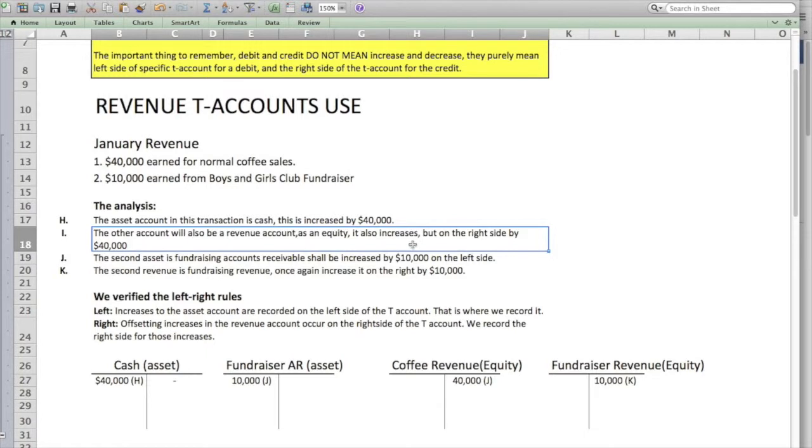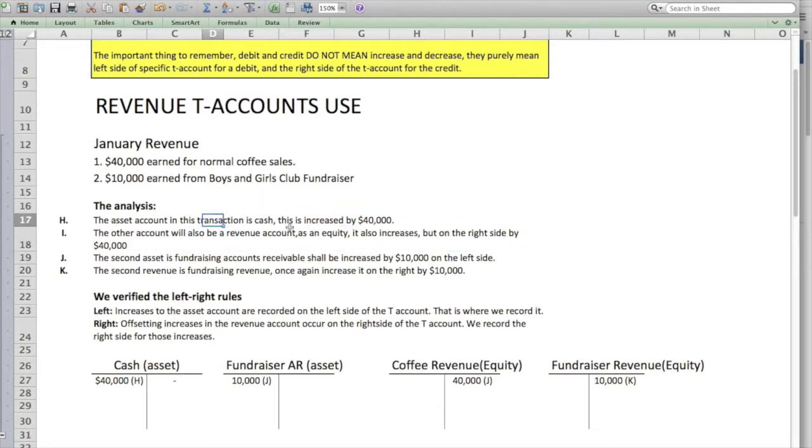For the $40,000 normal sales, you would normally increase the cash by $40,000, so it would be on the left-hand side. See how they kind of match up? And then the offsetting right-hand account would be the revenue equity. In this case, we're going to say it's coffee revenue, just Jello's basic coffee revenue, $40,000. The second transaction is a little different.